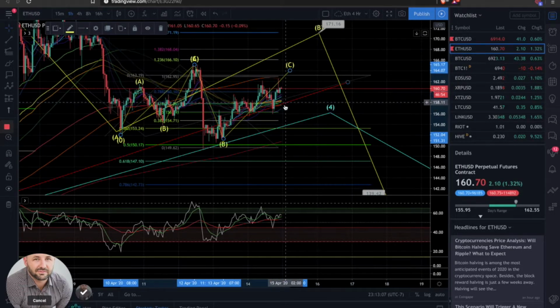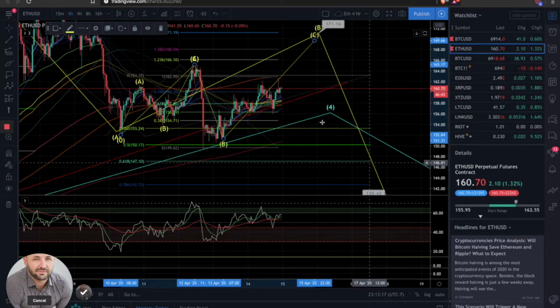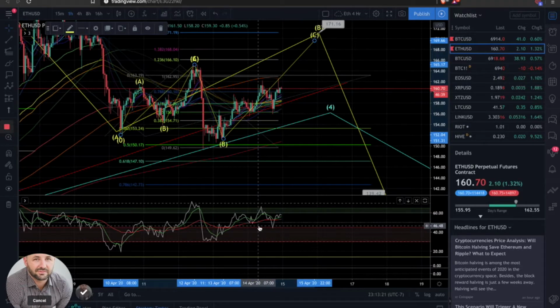But ultimately, for this to be a 3-wave motion inside of the A wave to get us up here around 171 to see us getting rejected back down to complete the C. So that's one thing that we will be looking at. One thing I'll be paying attention to, it looks like right here we had our bullish divergence that played out on this little pump up. And it looks like from the 1 hour that it is resetting a little bit to potentially have one more move up.